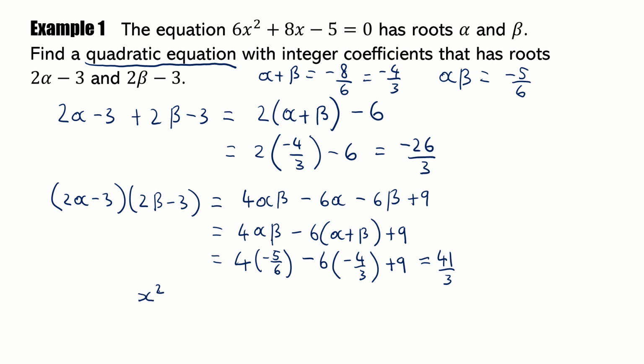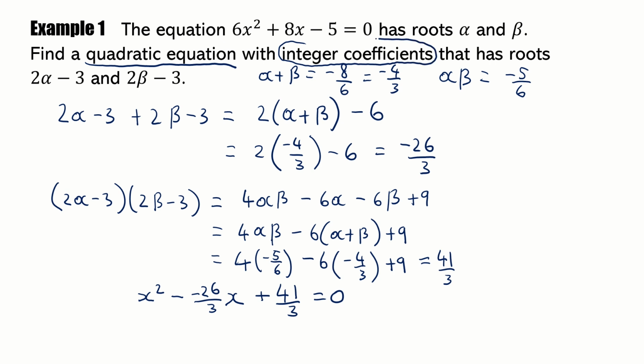The new quadratic will be x squared minus the sum of our new roots, which was minus 26/3. So it's minus minus 26/3 lots of x. And then we're going to add on the product of our new roots, which is 41/3. And that's going to be equal to 0. There's only one problem. First of all, we could tidy up that minus minus that's happening in front of the x to make that a plus, but also we want to find a quadratic with integer coefficients, which of course we currently don't have.